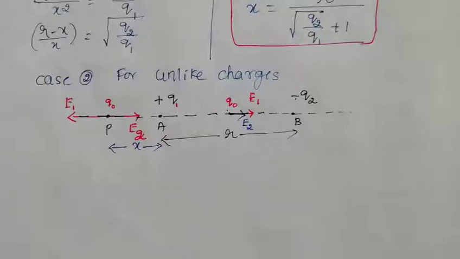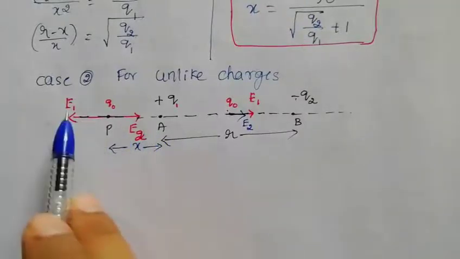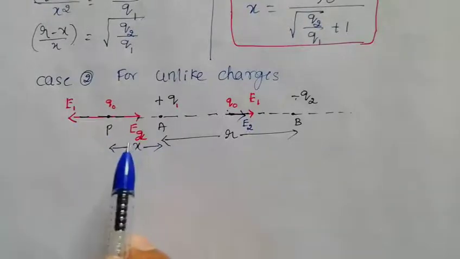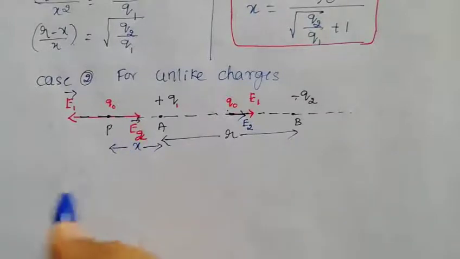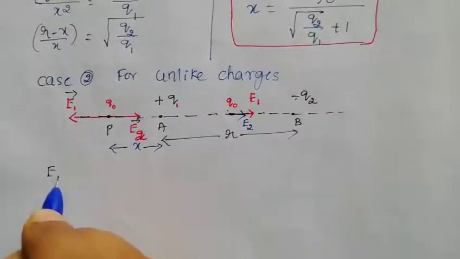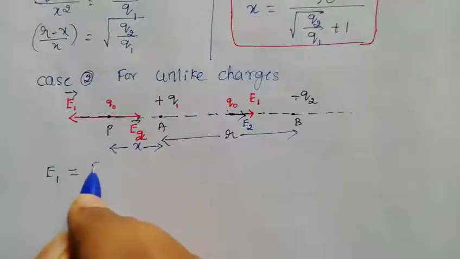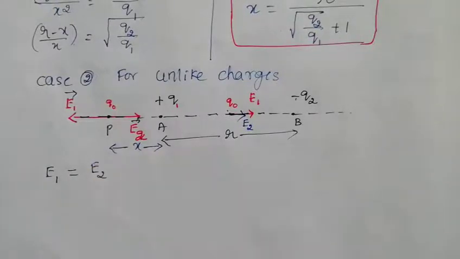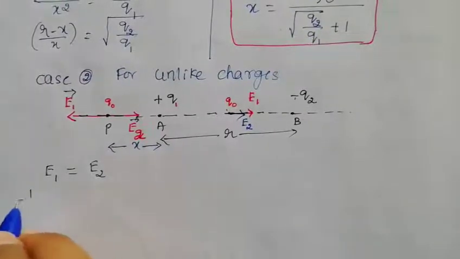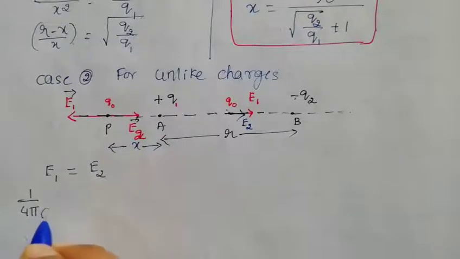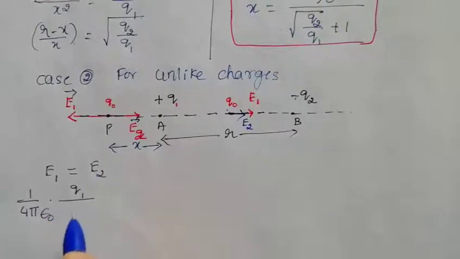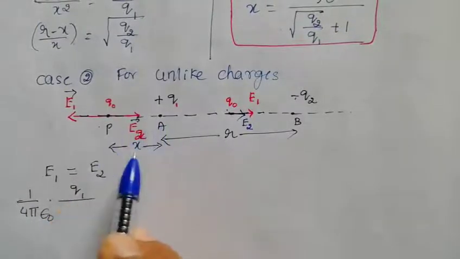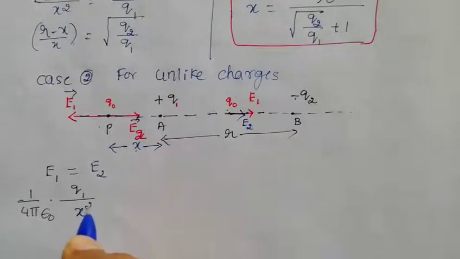Again we take the magnitudes. These two are the electric fields due to the first charge and the second charge. They are in opposite directions, as we know already. So we just take magnitude values: the electric field due to the first charge must be equal to the electric field due to the second charge at point P. Using the formula for the first one: 1 by 4 pi epsilon naught multiplied by Q1 divided by the distance. From A to P, that is x, so it will be x square.